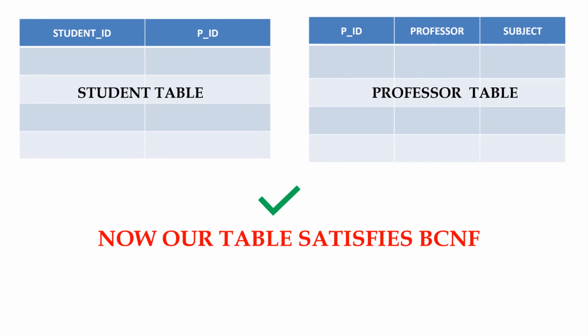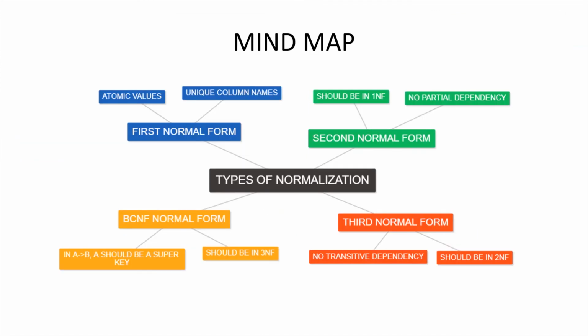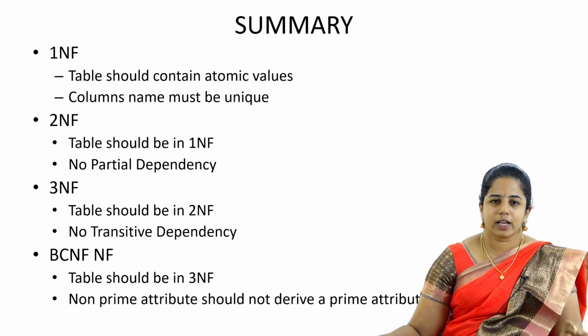Hope you understood the types of normalization. Coming to the conclusion, in today's class we have seen what normalization is and the types of normalization. To summarize, if a table is said to be in first normal form, the values should be atomic and the column names must be unique.